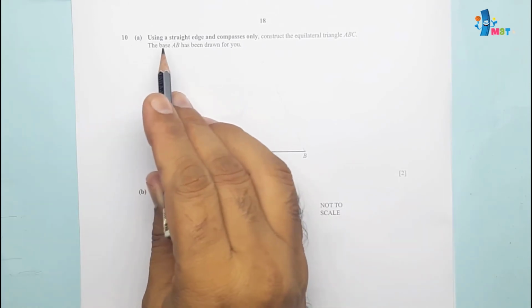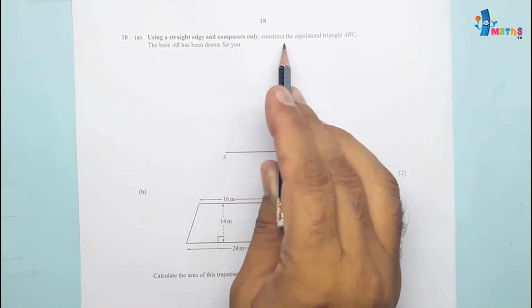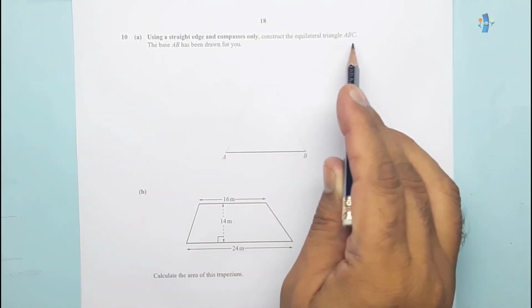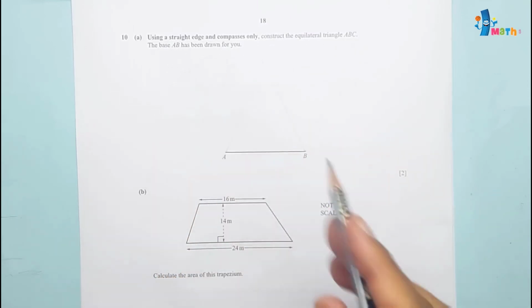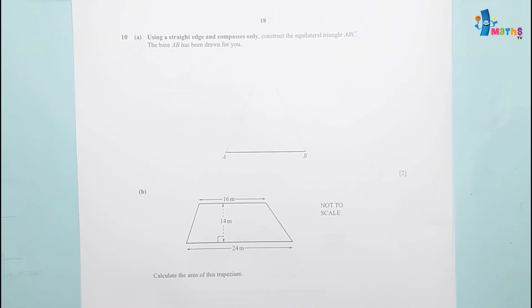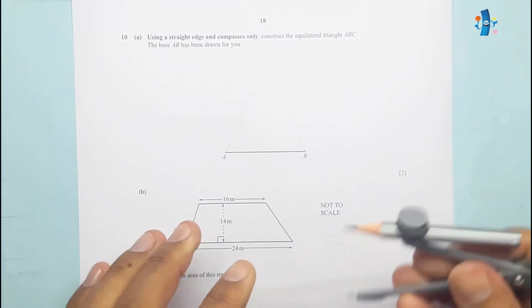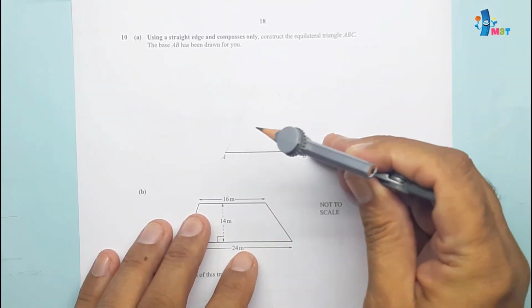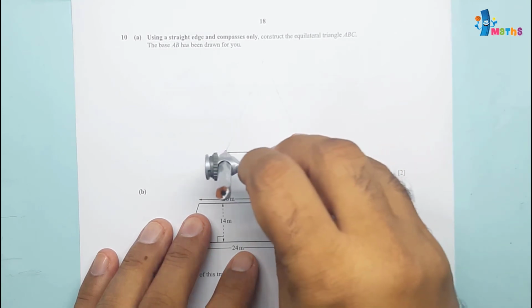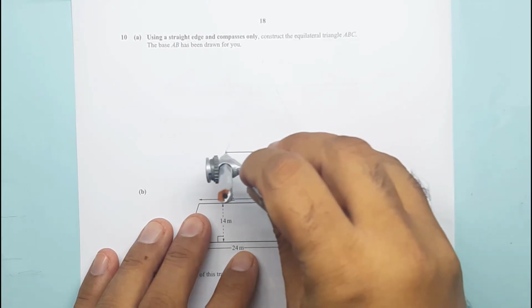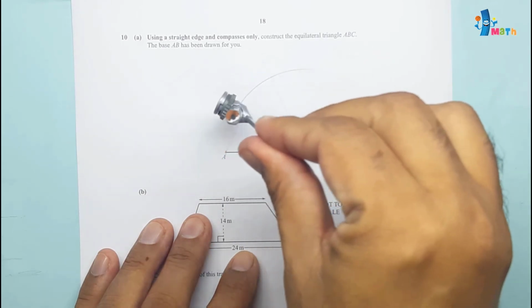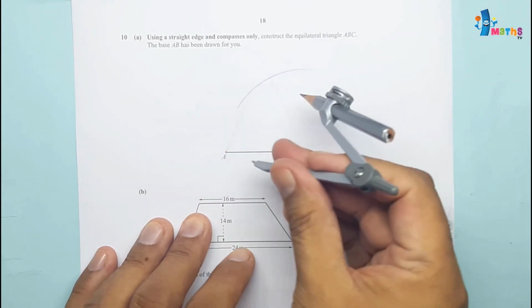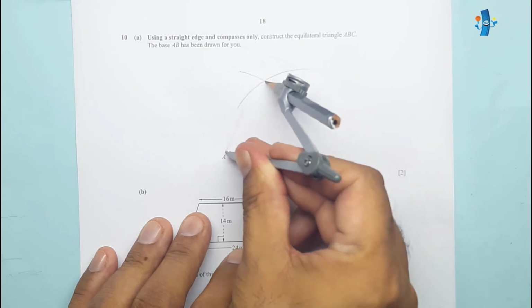Question number 10. Using a straight edge and compasses only, construct the equilateral triangle ABC. The base AB has been drawn for you. So we will be measuring this base. Basically, we will be opening this compass up to this measurement, and make an arc like this one. So from here and from here as well.